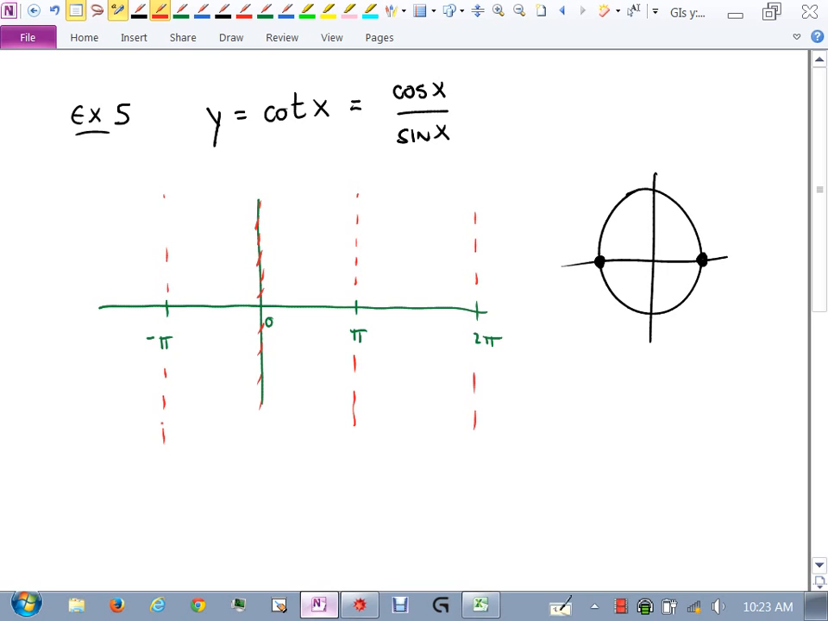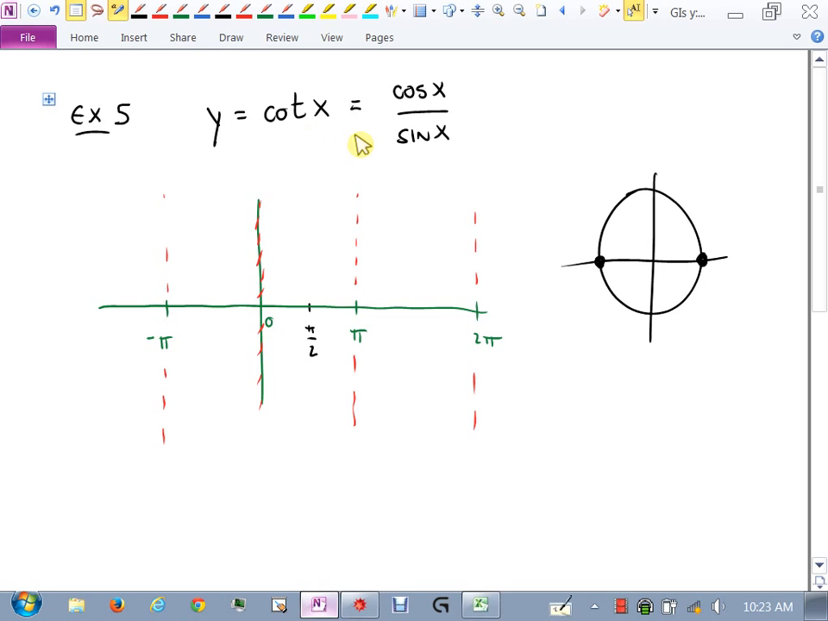All right, let's look at the period. Looks like it's going to be pi again, just like the tangent was, from 0 to pi, and then from pi to 2 pi. It looks like it's going to repeat itself possibly. Let's try and figure out what's happening right in here. Let's pick a value right in the middle. So what's that value? Pi over 2? Okay, let's plug it in. What is cotangent of pi over 2?